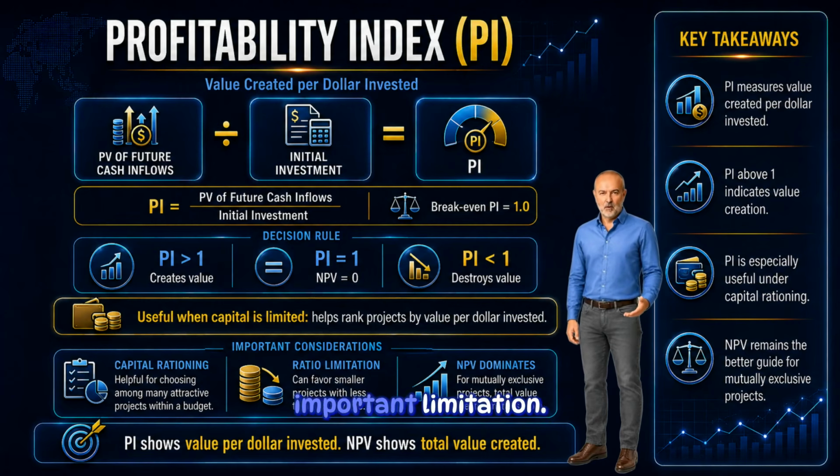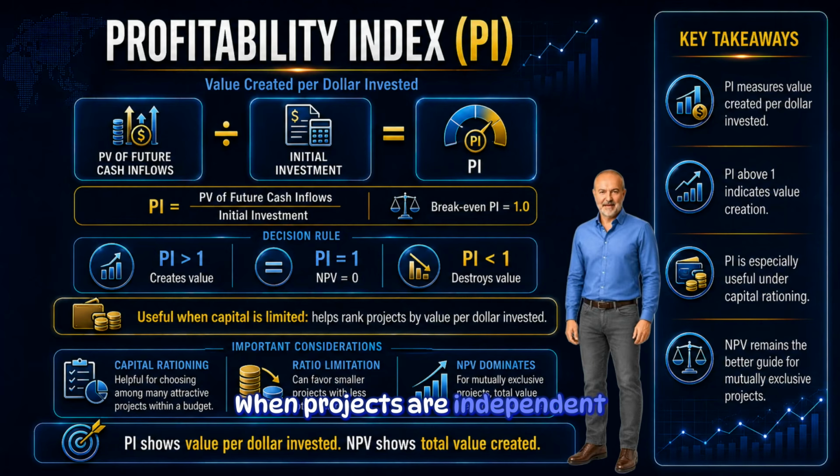But PI has an important limitation. It is a ratio, and because it is a ratio, it can favor smaller projects that create less total dollar value. A project may look very efficient per dollar invested, but still add less total value than a larger project. This is similar to the scale problem with IRR.